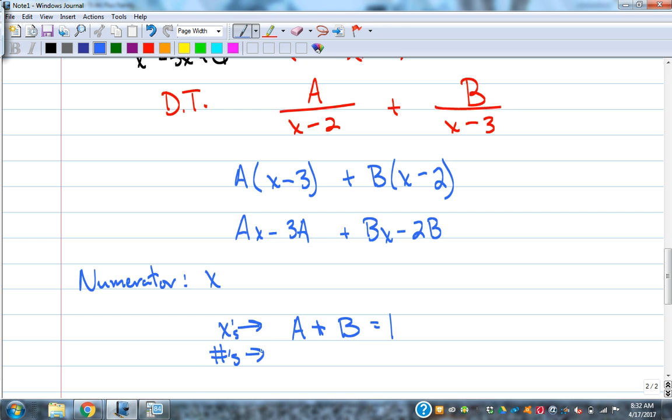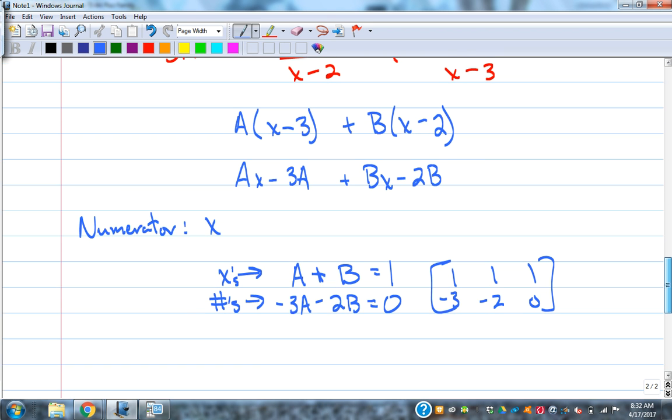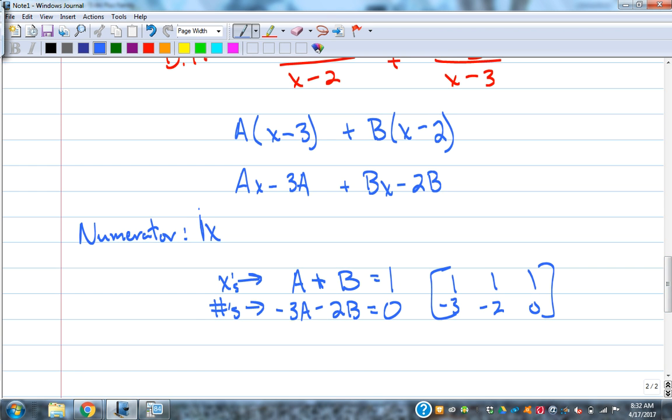For the numbers, good job. Matrix 1, 1, 1, -3, -2, 0, and solve that system. If you want to use a matrix to do that, that's fine. You could use any other method for solving a system. On the x equals 1, it's because the coefficient of x is 1, is where that 1's coming from there. There's a 1 in front of the x understood to be there, so that's where this 1's coming from.